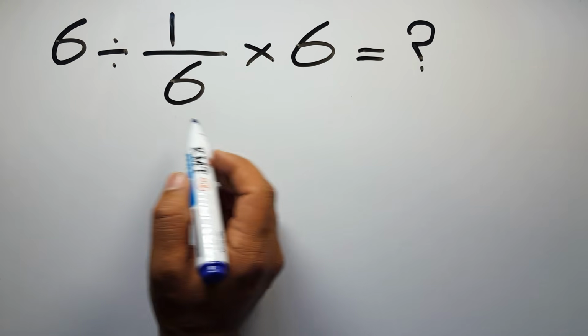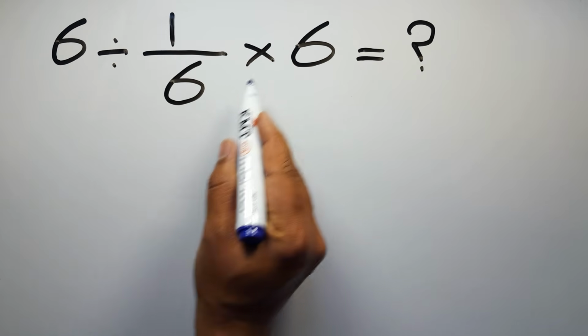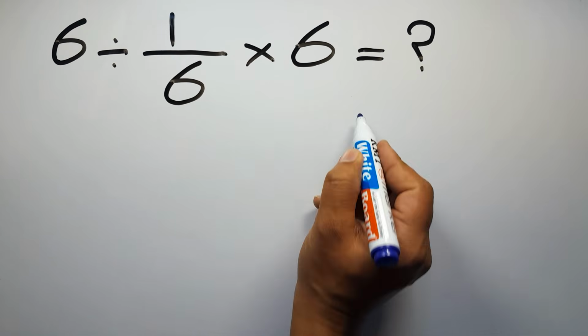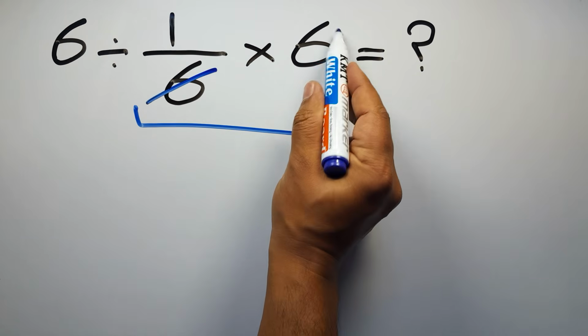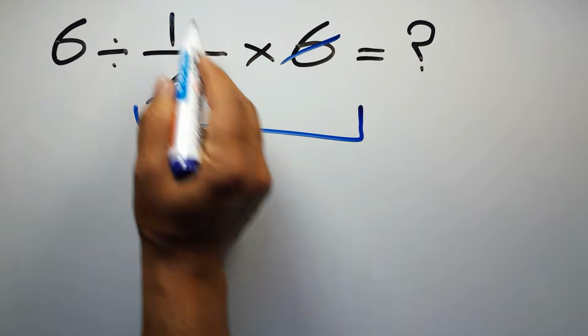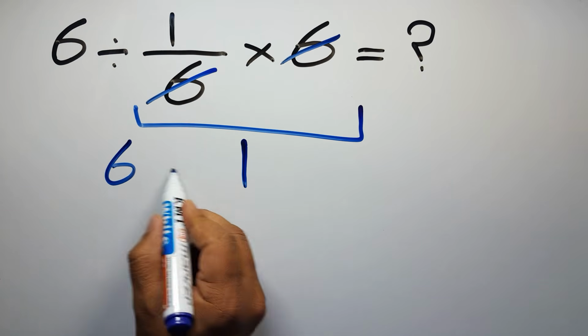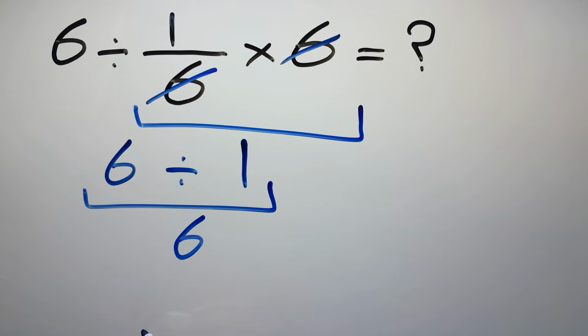In this video we want to find the value of this expression: 6 divided by 1 over 6 times 6. First we do this multiplication. We can easily cancel this 6 and this 6. So here we have just 1. And 6 divided by 1 equals 6. But this answer is not correct.